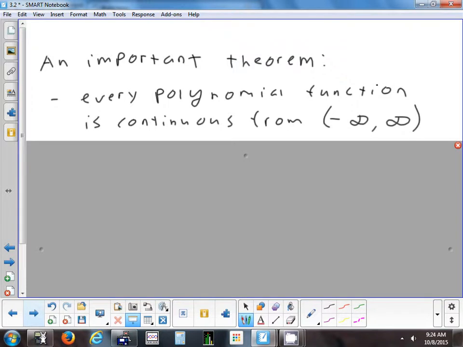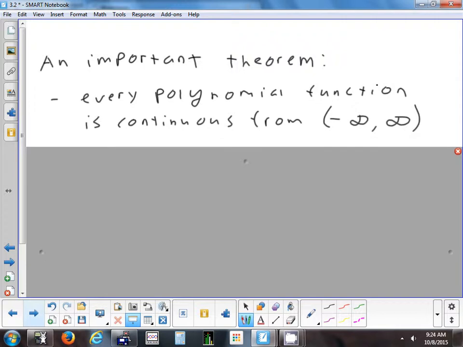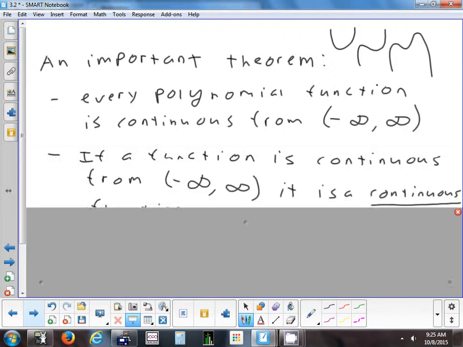Okay, one nice thing about polynomials is they are continuous forever. Every single polynomial is a continuous function. They twist and they turn, but you never pick your pencil up to draw them. Think of parabolas, think of cubics, quartics. You never have to pick your pencil up to draw them. So it is impossible to find a discontinuous interval for a polynomial. They are continuous forever.